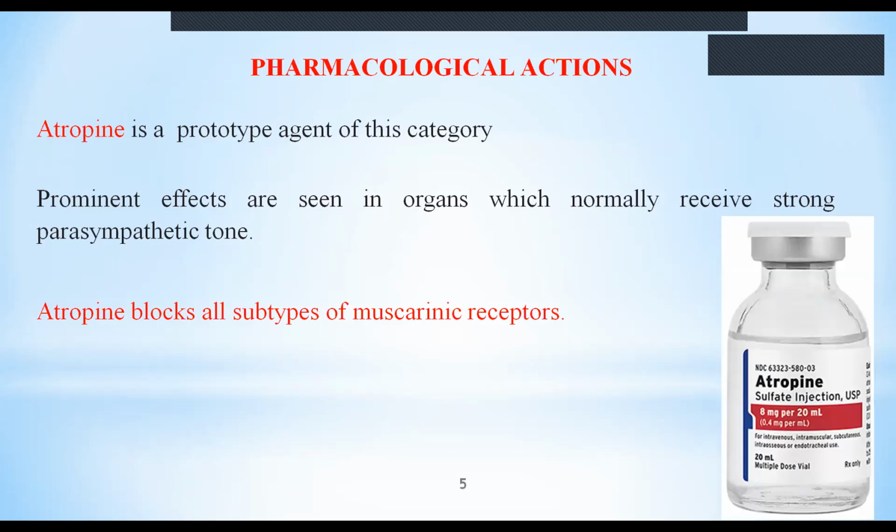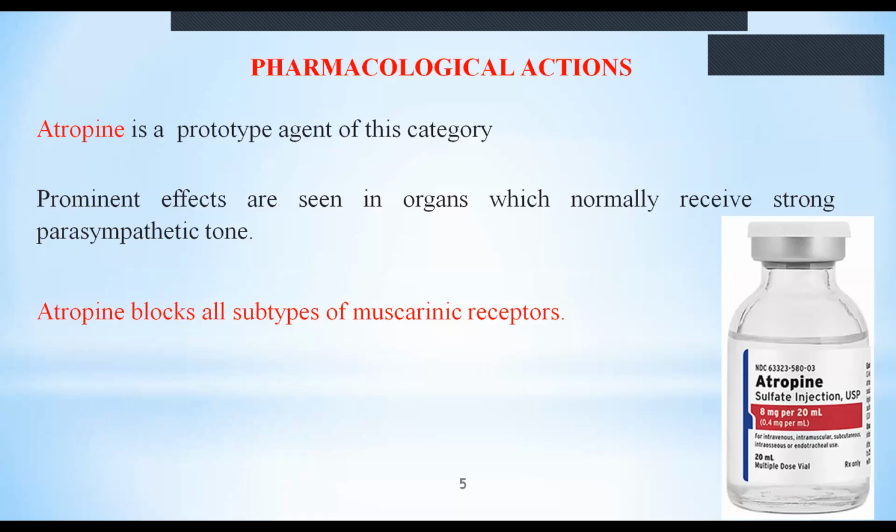Then the pharmacological action of atropine. It is a prototypic drug, meaning a unique example for the category. So let us know the effects of this prototypic drug on the different systems of the body. The prominent effects are seen in organs which normally receive a strong parasympathetic tone. Wherever parasympathetic tone is there, apart from the nicotinic type of receptors, atropine is going to act. Atropine blocks all subtypes of the muscarinic receptors, from M1 to M5.